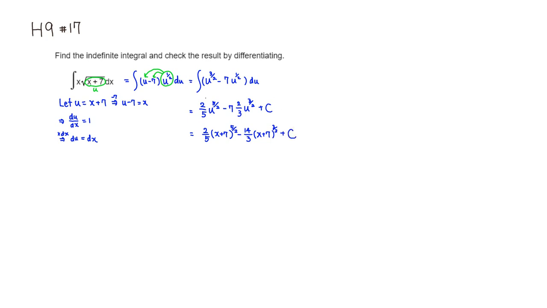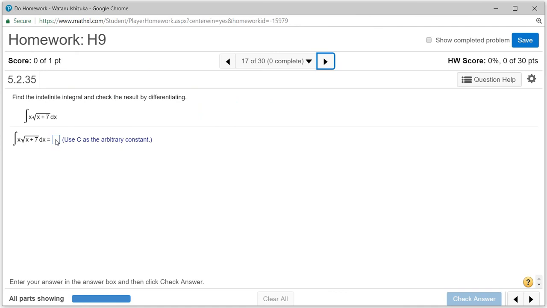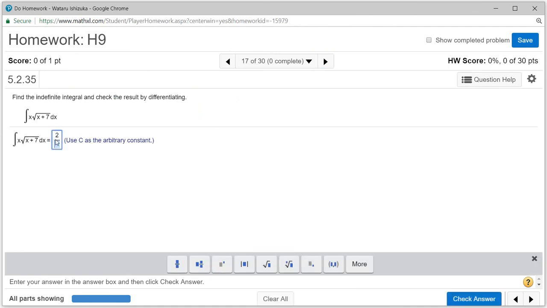All right, so let's type it in. What we got is 2 over 5 times x plus 7 raised to the 5/2 power, minus 14 over 3 times the quantity x plus 7 raised to the 3/2 power, plus some constant c.